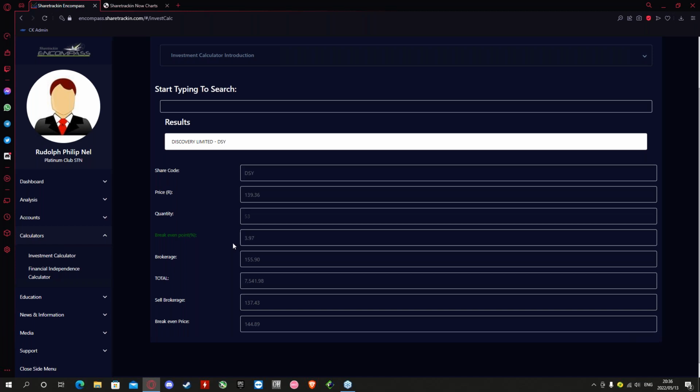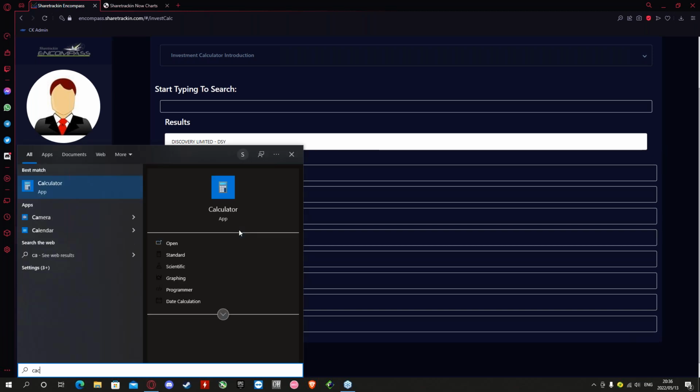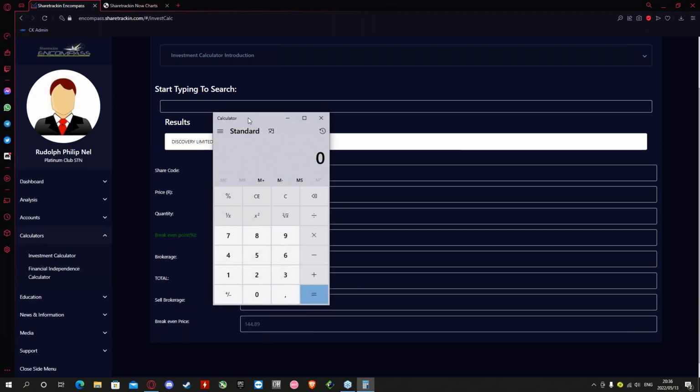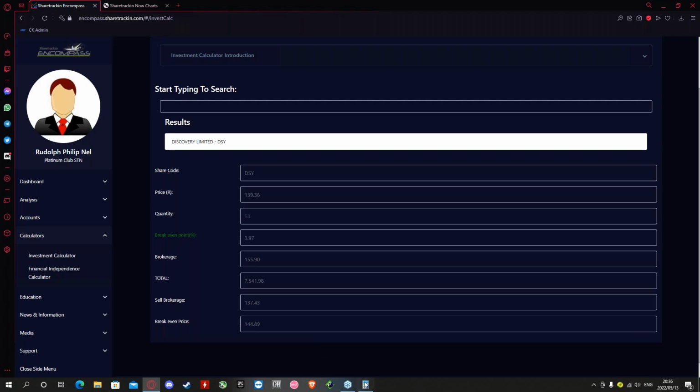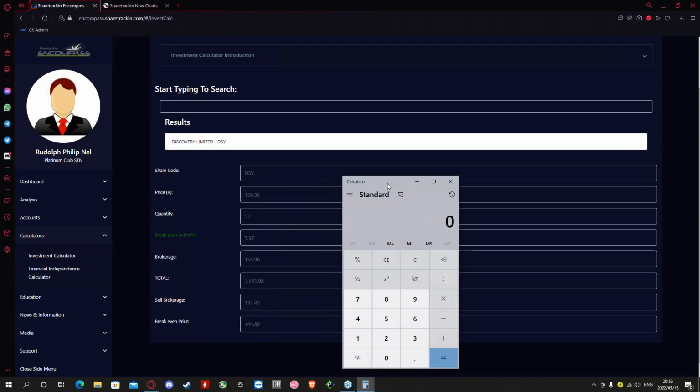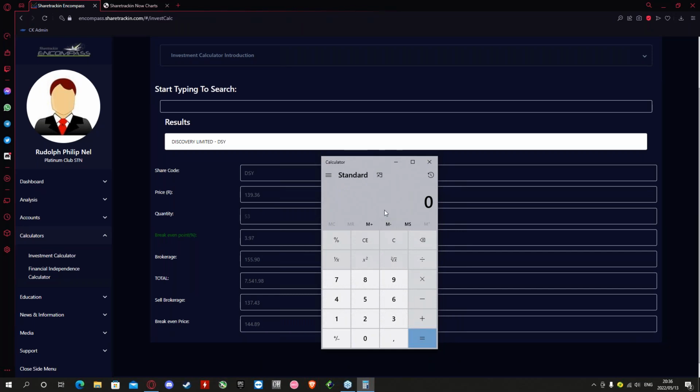But there's an easier way of calculating that. You don't need to play around with the quantity like that. You can take a calculator and work that out. So to work out how many shares you need, all you need to do, we can see that 7,541. So what I usually do is I take 7,600.